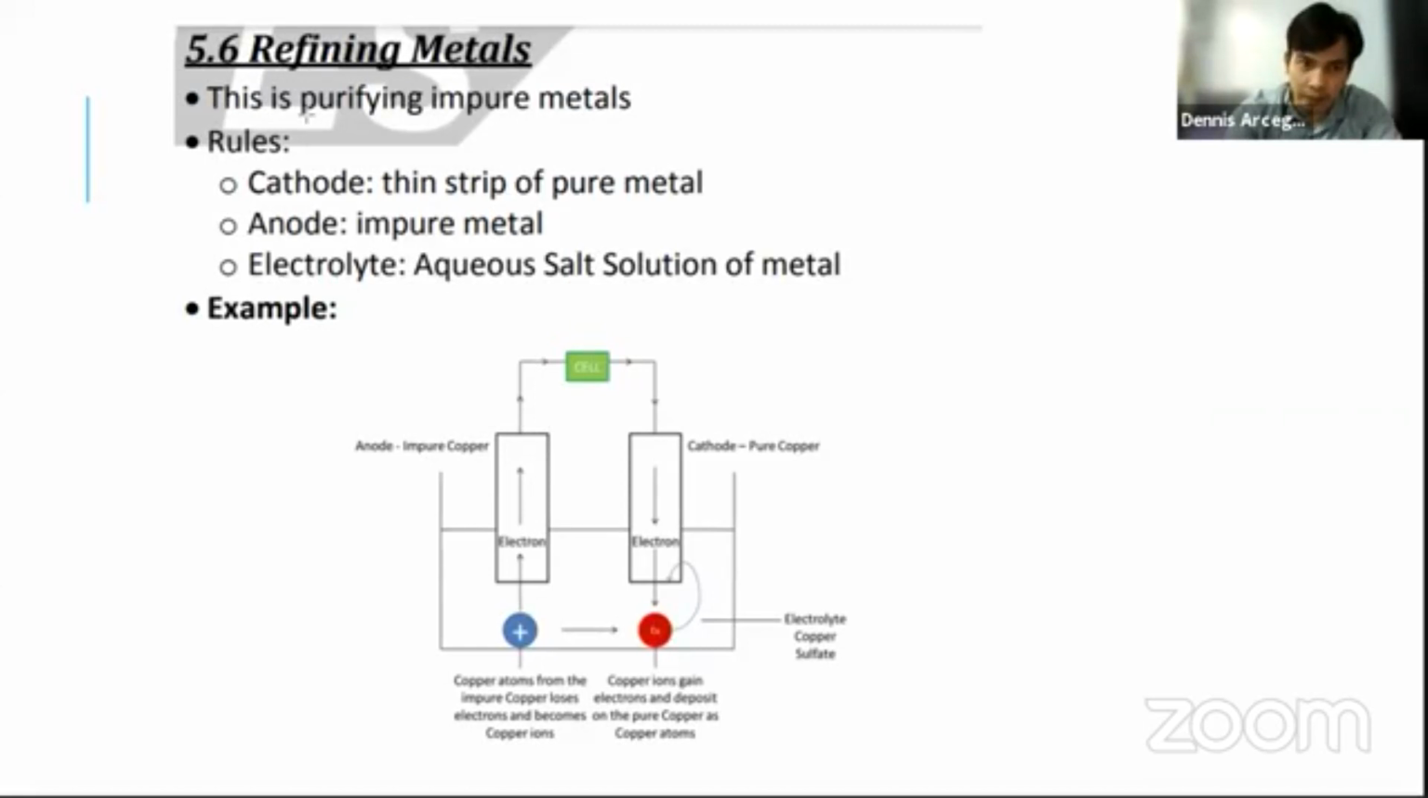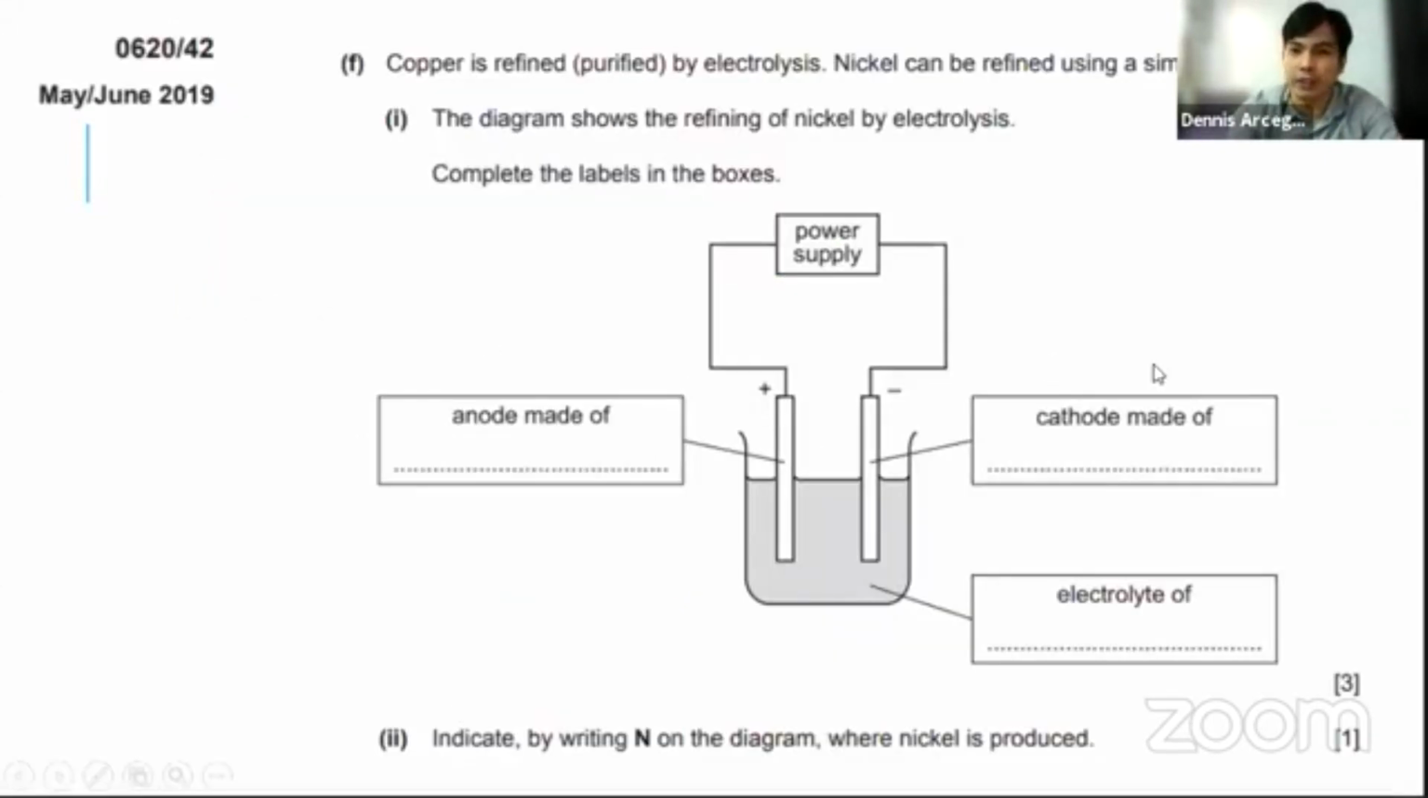You have to remember that the cathode is the one that contains the pure metal. The anode is the impure metal. Then the electrolyte that you're going to use is the aqueous solution of the metal. I'm going to show you a question about this one. So this is a paper 4 question.